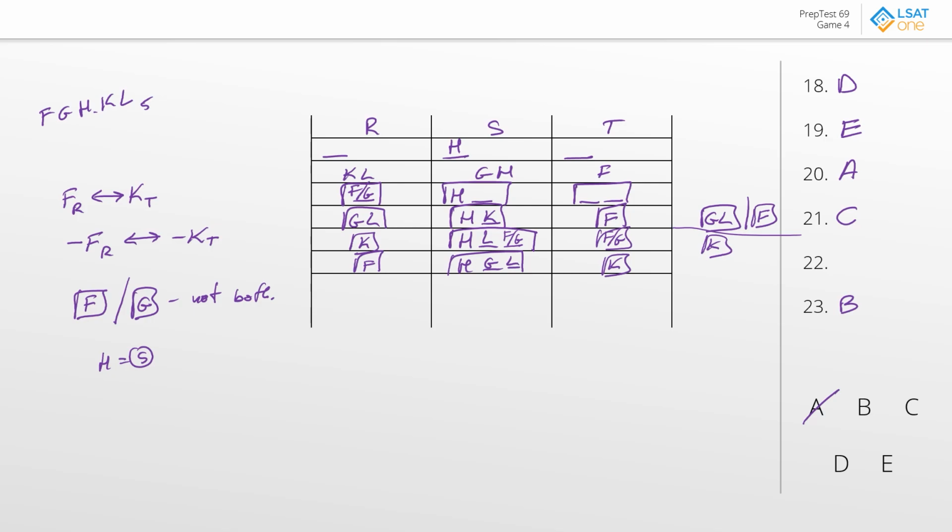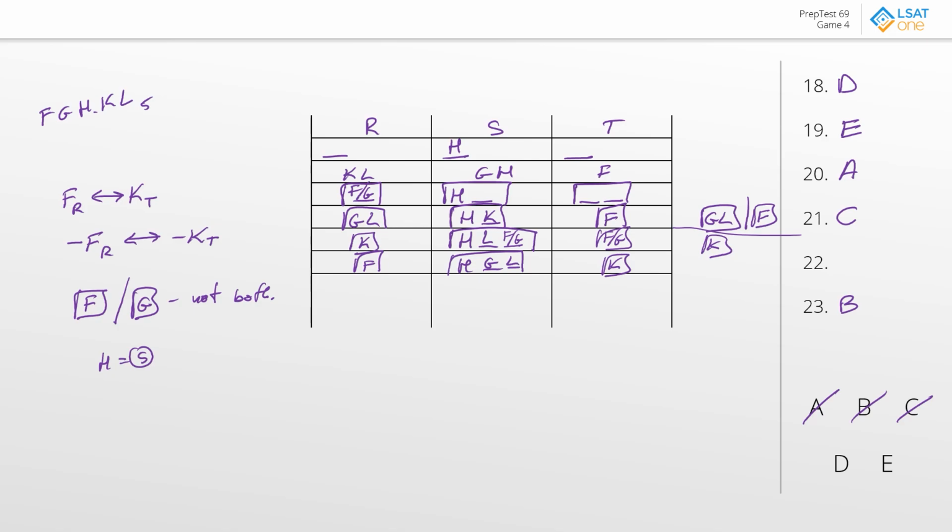Answer choice C, can we do just G and K under Thompson? If we put a G and a K here, I guess the K in T would force F into R, but that seems fine as long as F is alone there and then L can go in the middle. I don't see the issue. Answer choice D, rather. Could we do just G and L under Thompson?